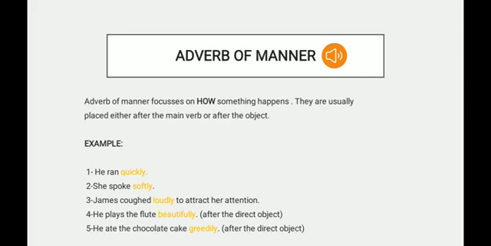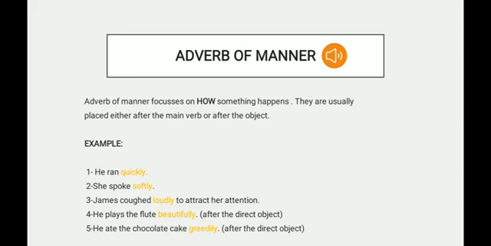Coming to the first type of adverb, that is the adverb of manner. As I told you, it tells you how something or someone is doing something. The adverb of manner focuses on how something happens. It is usually placed either after the main verb or after the object. When we talk about how some verb or action is being done, we use the adverb of manner. It is one of the most frequently used adverbs.